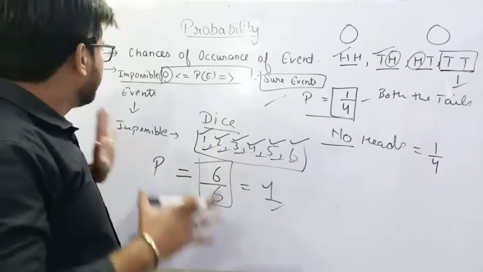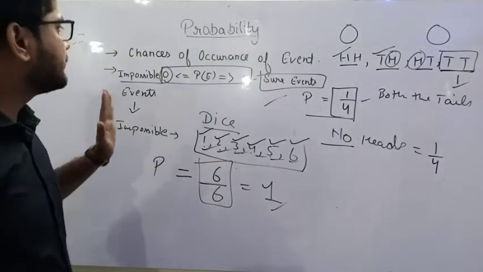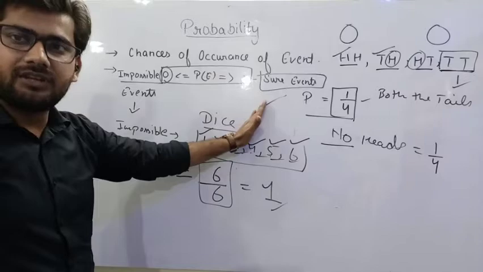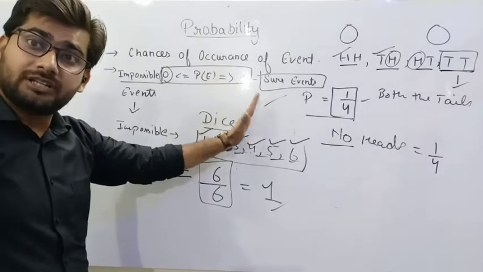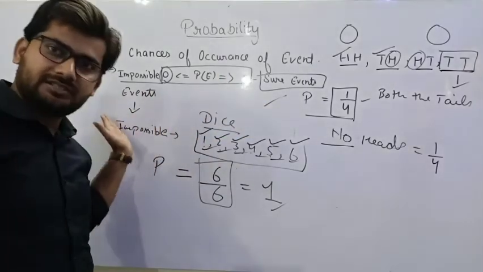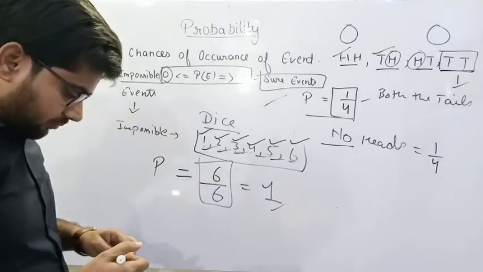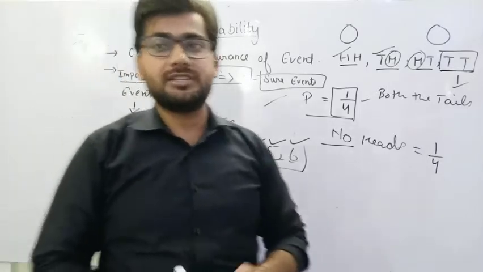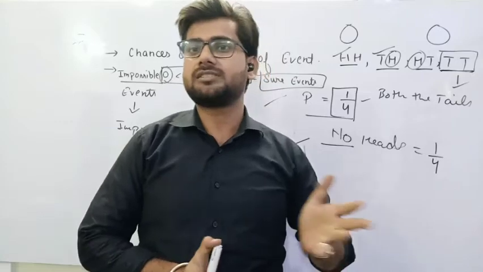So the main concept is that probability comes between 0 and 1. Probability is never more than 1 and never less than 0. So today we are discussing only this much, and later on we will discuss more in the next class.